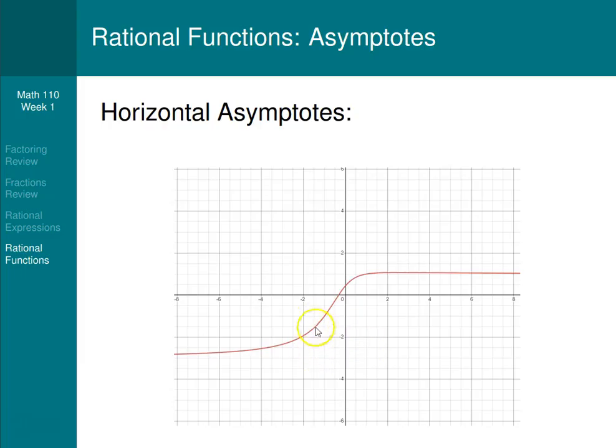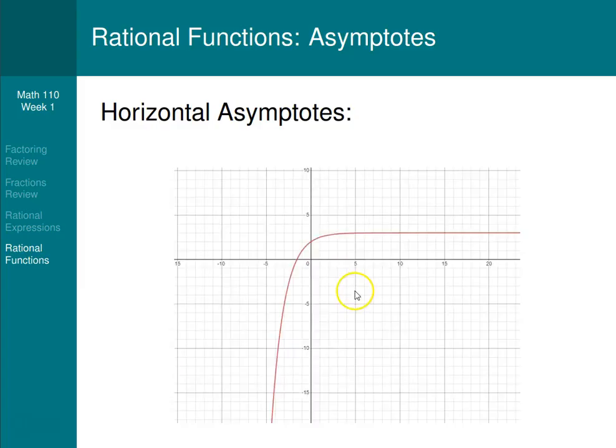There are two horizontal asymptotes here. One is probably around -3, and one looks like +1. It can't touch here, and it also can't touch here. And there's one probably around y equals 4 here. So this graph can never reach y equals 4.